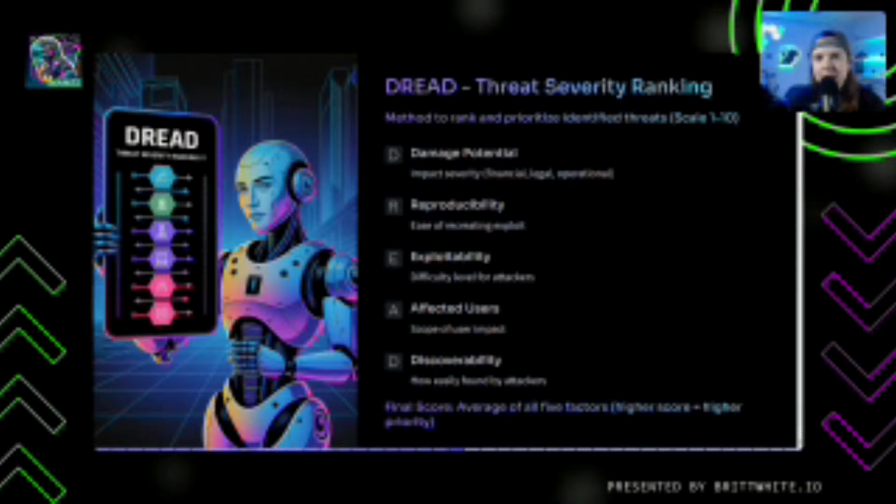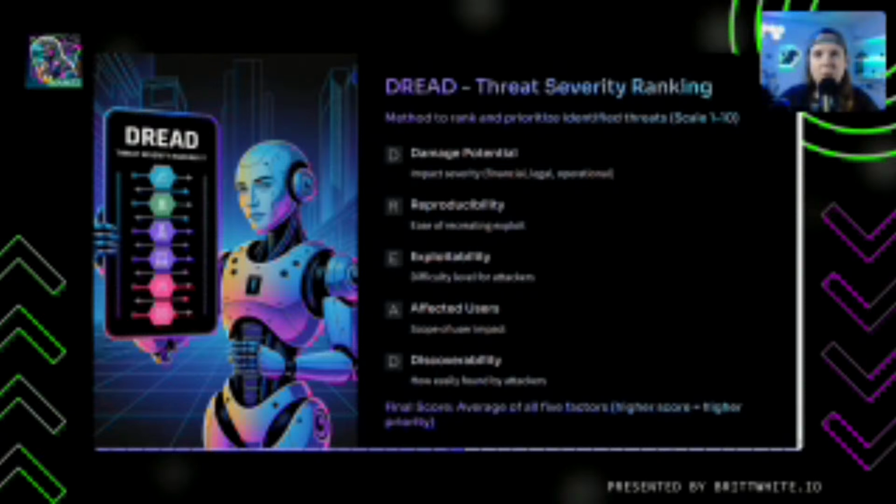A is for affected users. How many users will be affected if the threat is realized? Still using a scale from 1 to 10, where 1 means a few users and 10 is a large user base. Consider both the internal and external users impacted.